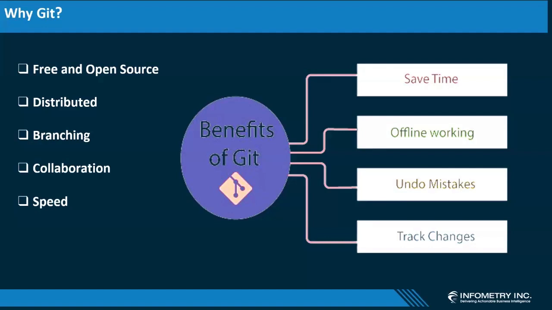This allows you to work independently and even offline without the need to constantly rely on a central server. You can make changes and commit them locally, syncing with others only when you are ready. Branching. One of Git's standout features is branching.